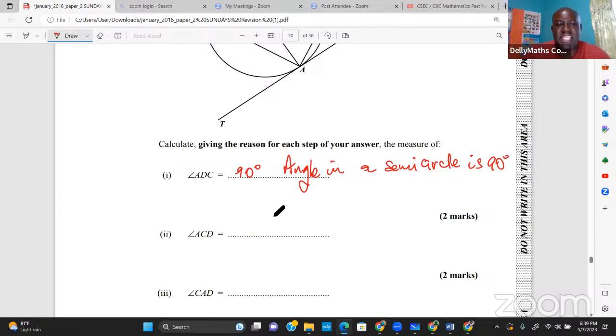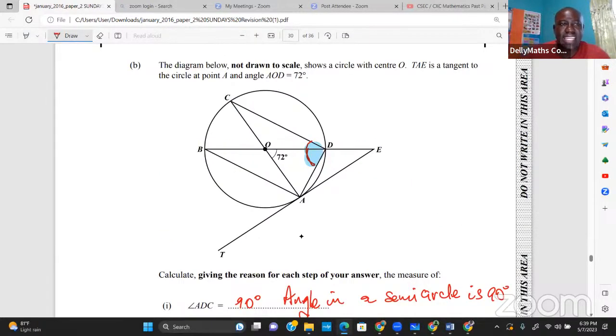ACD. Mark the angle first. ACD, right here.